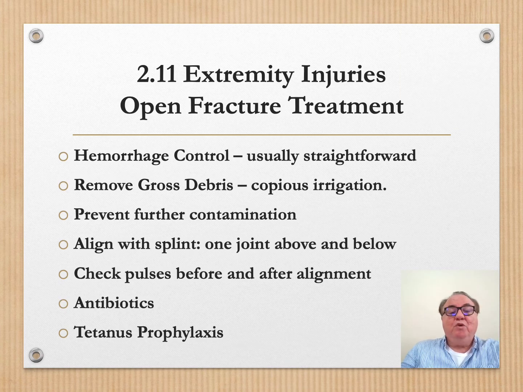In treatment of an open fracture, control the hemorrhage. Remove gross debris. Copious irrigation. Prevent further contamination. Align with splints one joint above and below. Check pulses before and after alignment. Antibiotics and tetanus prophylaxis are necessary.